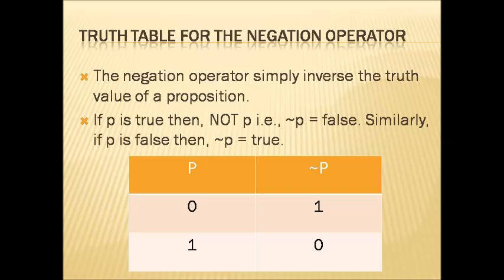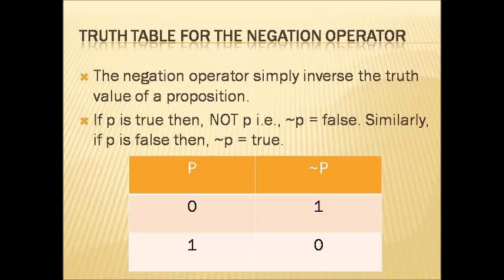So here on the screen you can see that P has 2 values, 0 and 1, where 0 stands for false and 1 stands for true. So when P is 0, the negation of P is 1, and when P is 1, the negation of P is 0. Okay.